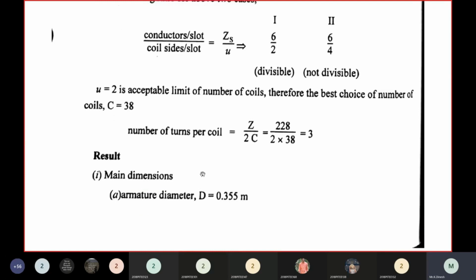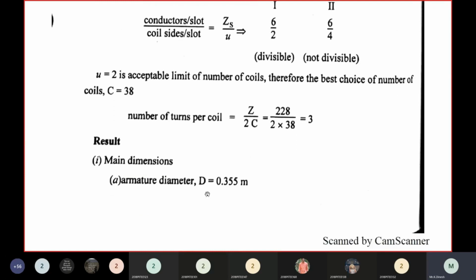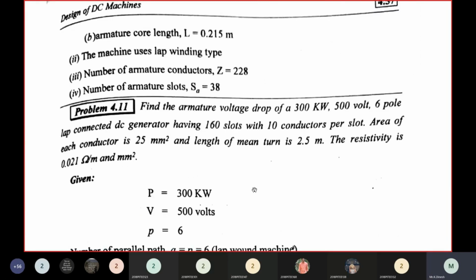Once you find out all the values, substitute in the result. That is armature diameter D equal to 0.355 meter, L equal to 0.215 meter, and lap winding machine. The nature of winding is lap, and the armature conductors is 228, and the number of armature slots is 38.